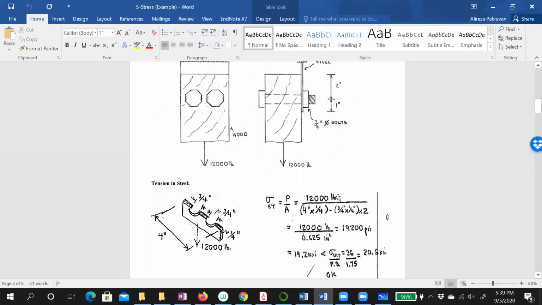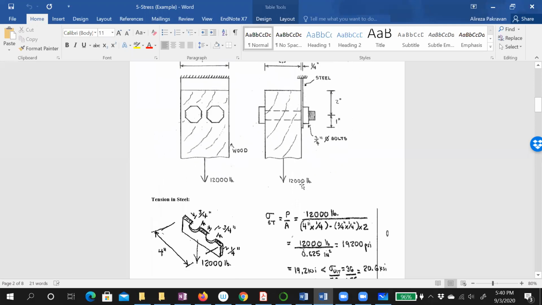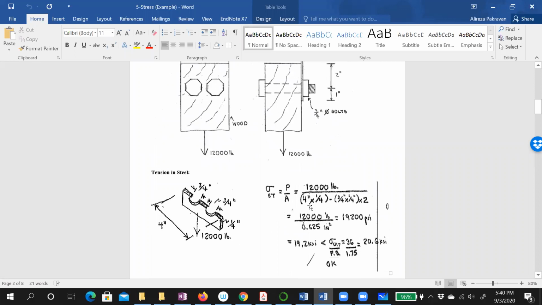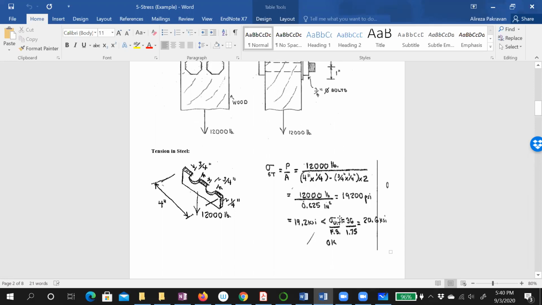So P is the force that makes the tension in the steel also. This is a force because of equilibrium. We also have the reaction of this force on the wood, on the steel, so it makes tension in that section. Then the sigma would be 19,200 PSI, right? And now it's time to compare with the sigma allowable.